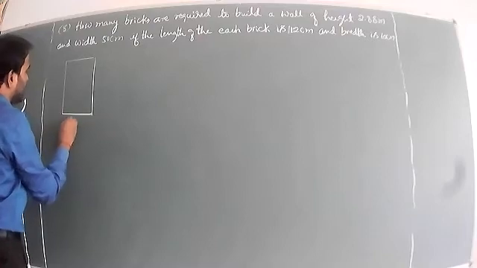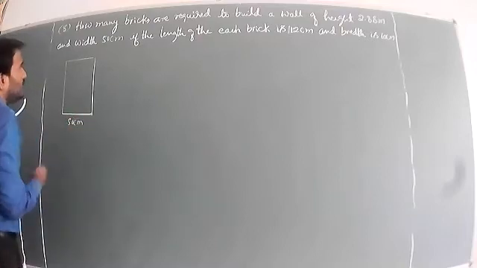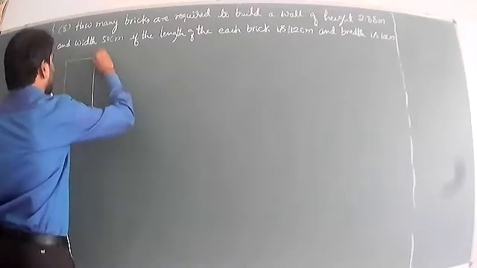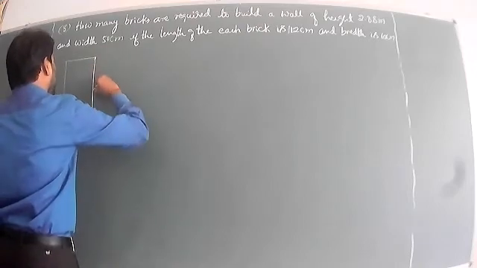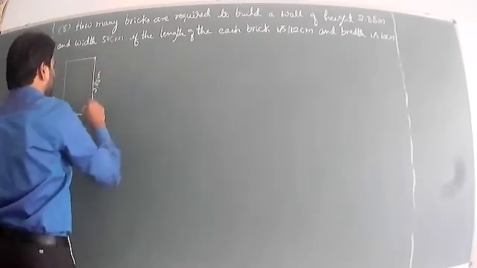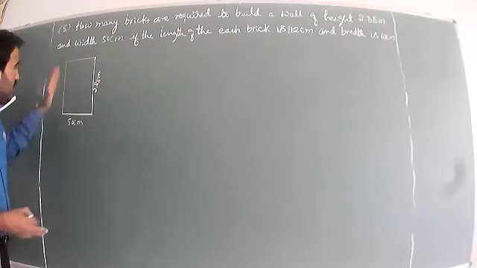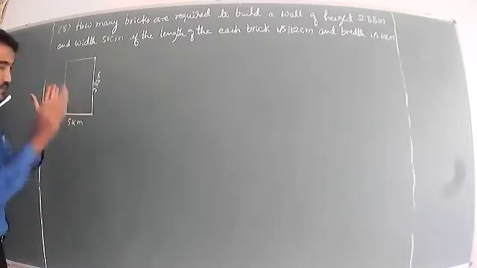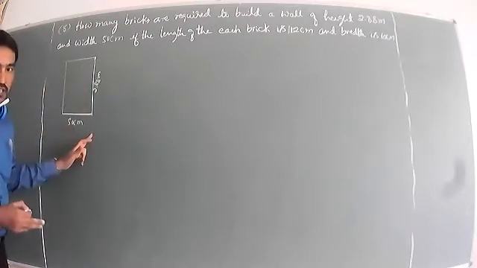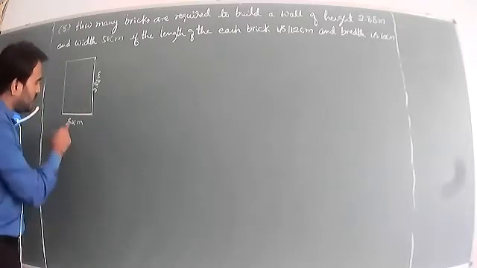Okay, the width is 50 centimeters. The height of the wall is 2.88 meters. What is the shape of this wall? This wall is rectangular, so this is the height, which we can consider as the length, and this is the 50 centimeters.